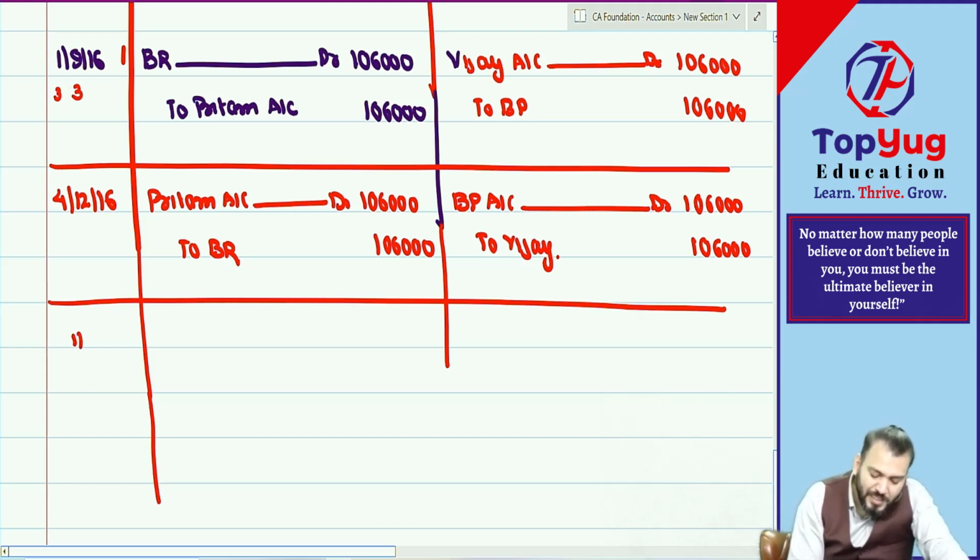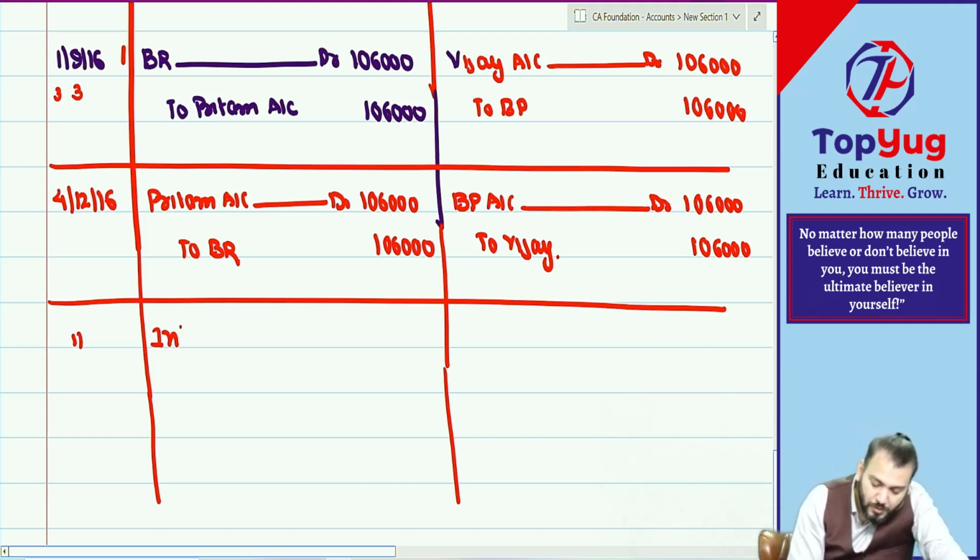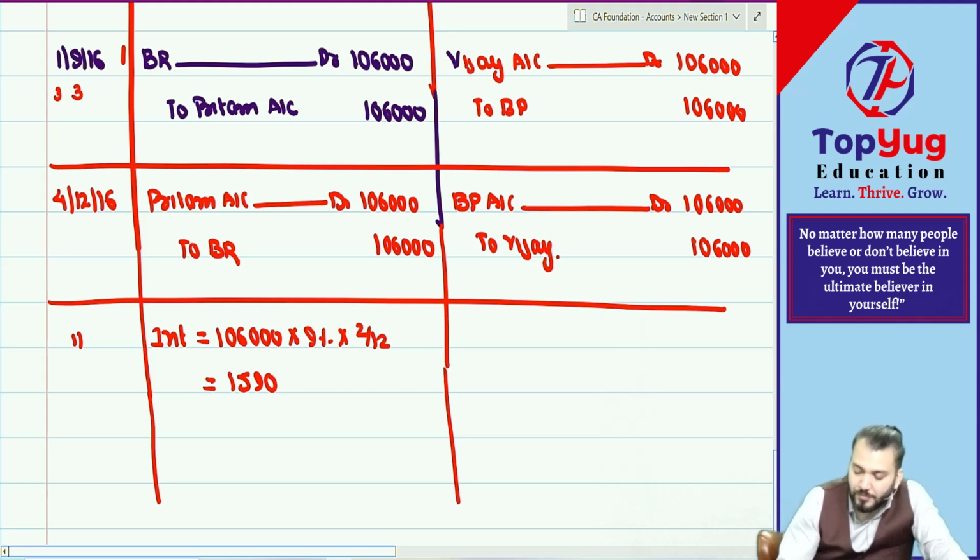Then on the same date we'll recognize interest. We'll calculate interest. What is the extended period? 2 months. What is the rate of interest given? 9%. So the interest amount becomes 1,06,000 into 9% into 2 by 12, which is equal to 1,590.